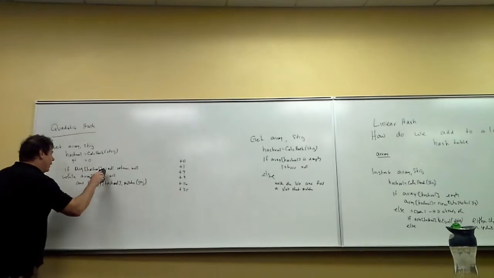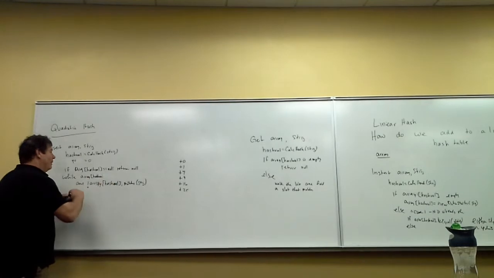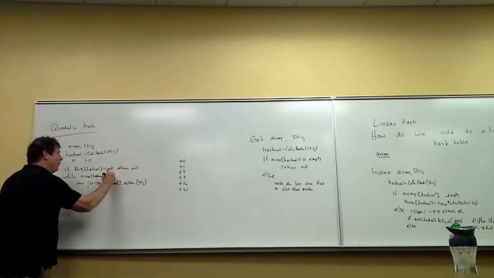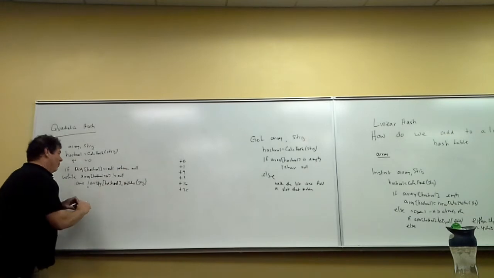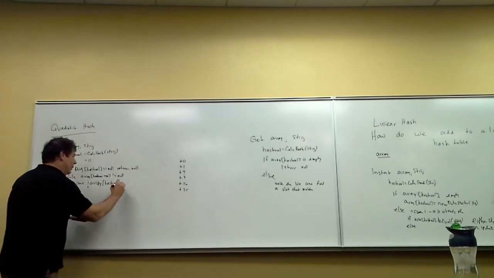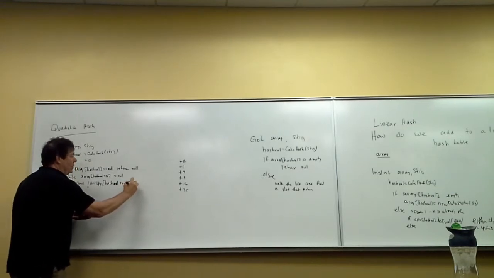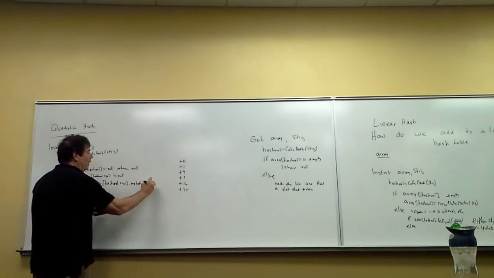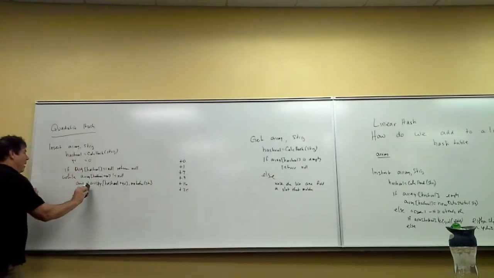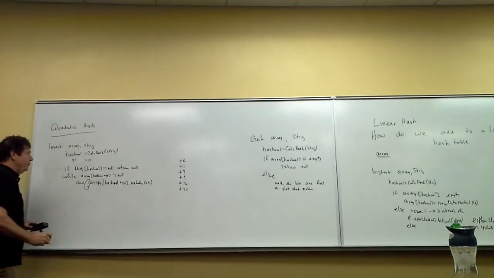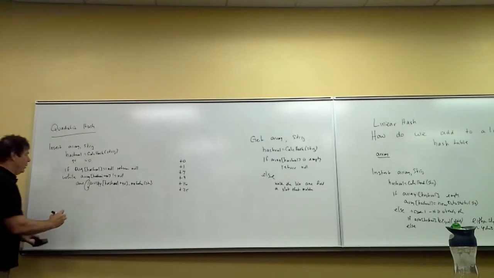I'm squeezing stuff in here. Erase it. That's what these things are good for, QV. While array sub hash val plus QV does not equal null, and array sub hash val plus QV matches string. What is that? And not. This is a not. So then we're going to say QV.